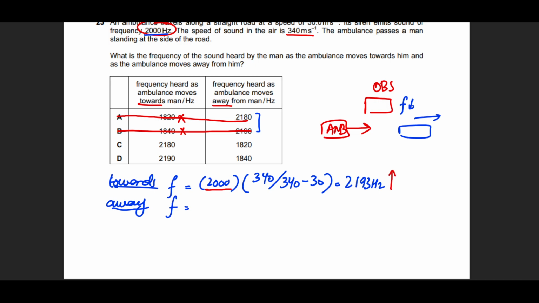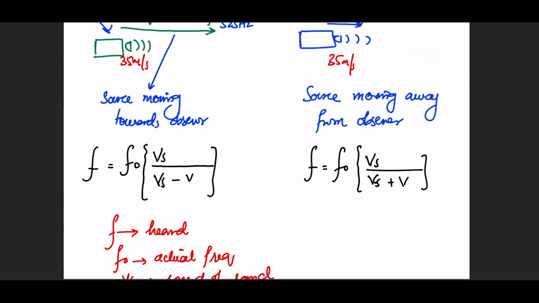Slightly higher frequency because the source is moving. So over here we have 2000, then 340 divided by 340 plus 30. Again, I'm choosing the formulas from this position.